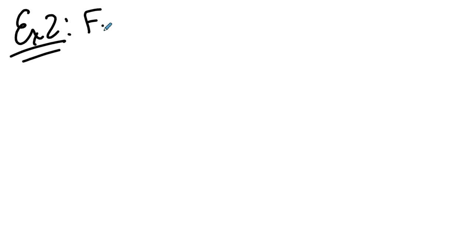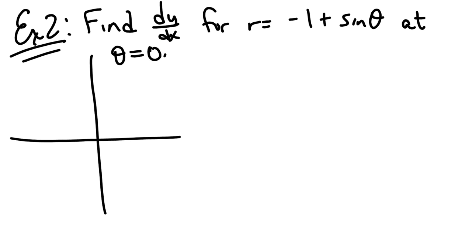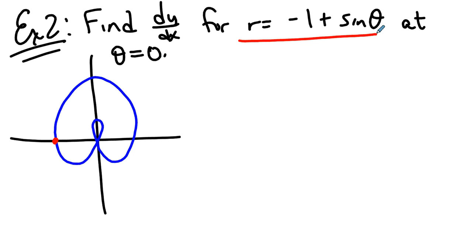Let's do r equals -1 plus sine theta at 0. Now, if you use your calculator to graph this curve, you get a limacon, and theta equals 0 corresponds to this point, because at theta equals 0, r is -1. So we start at -1 with no rotation. This is the red line whose slope we're looking for.